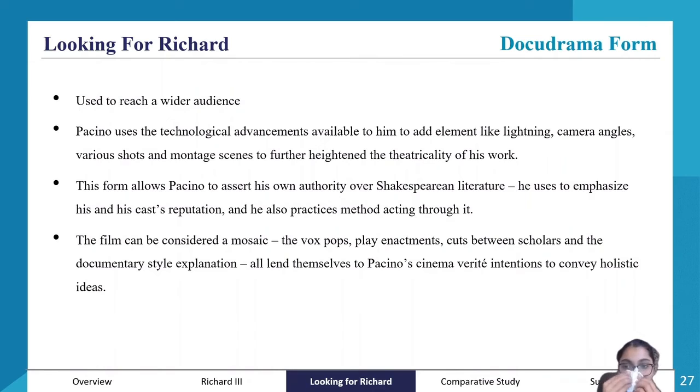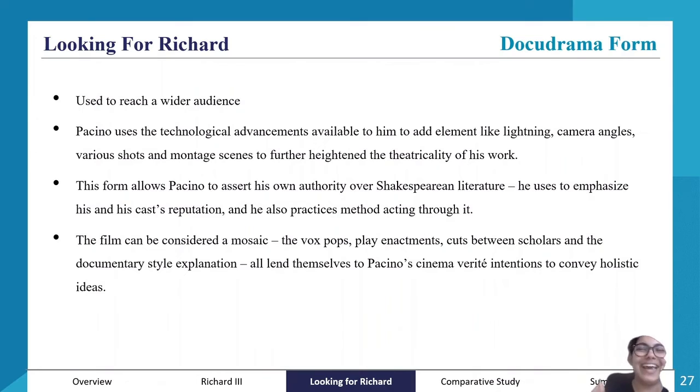And the key here is that the form also allows Pacino to assert his own authority over Shakespearean literature. One of the lines he says is, I know whatever I'm thinking, Shakespeare's thinking. And that's his ego as a composer speaking, right? How could you be so sure that whatever he's thinking, Shakespeare's thinking? I truly doubt it. And you would think that after we've done this whole study, Shakespeare's not thinking about Richard being psychologically not well. Shakespeare's thinking that Richard's going against God. Shakespeare's thinking that Richard's going against the monarch, going against the king, and he's going to suffer for it. That's probably what he's thinking, right?